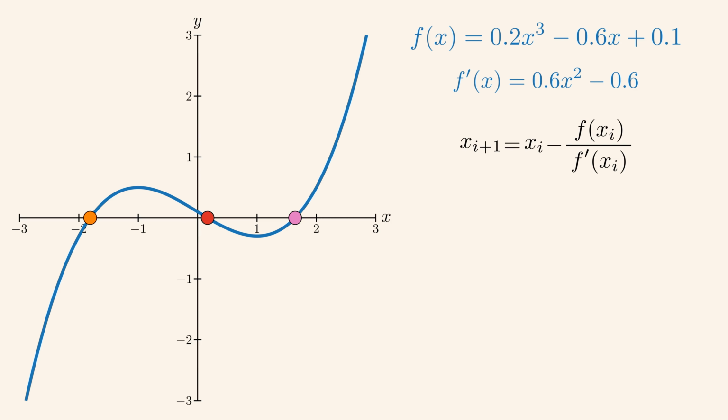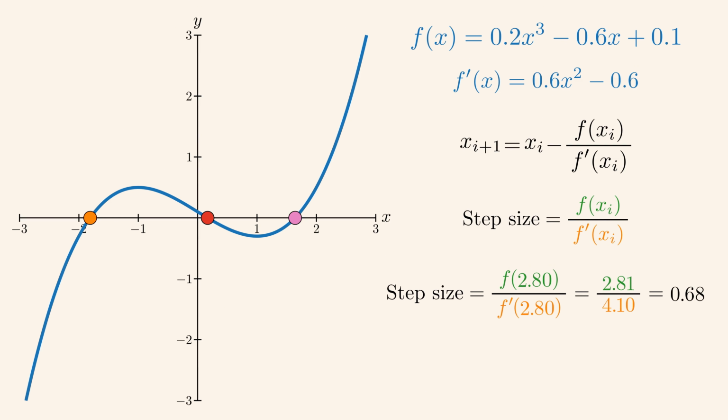Let's analyze the step size, which is the fractional part of the Newton Raphson formula. At x of 2.80, we compute the step size like this, and it turns out to be 0.68. Let's draw the relevant elements at x of 2.8. In particular, this shows that the orange slope is the slope of the tangent line, while the length of the dashed line represents the value of the function.